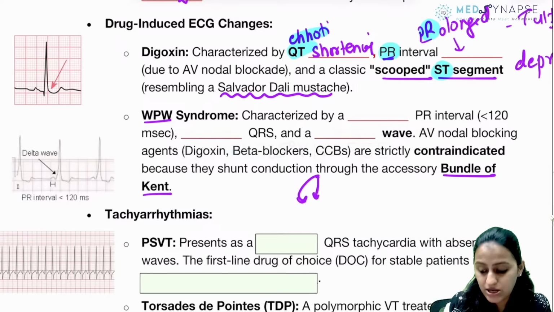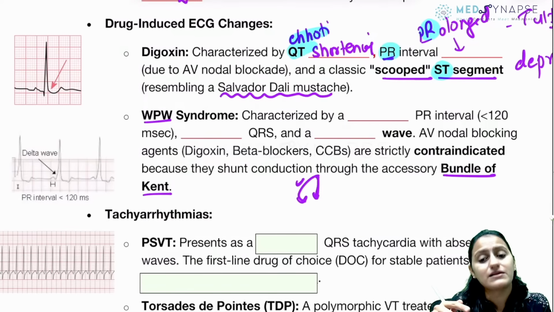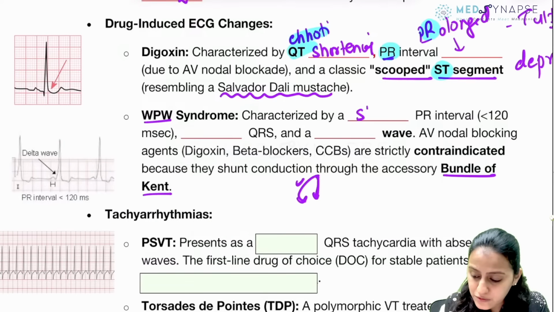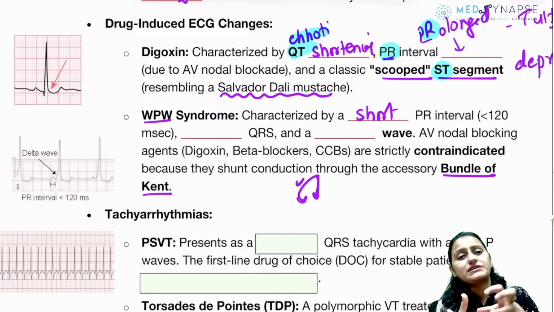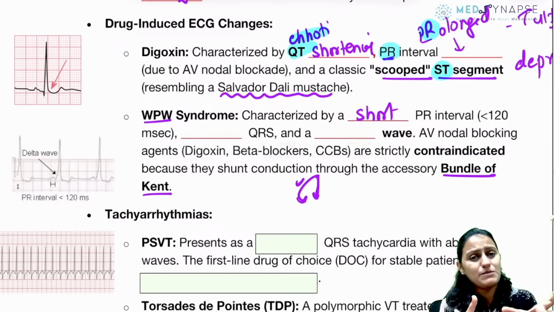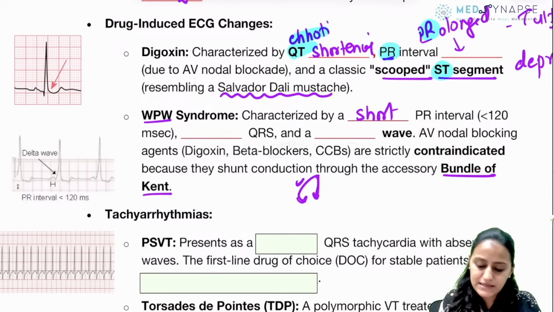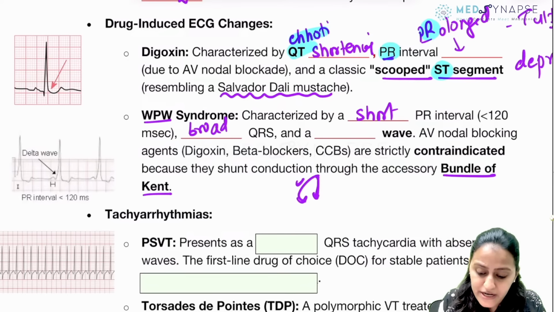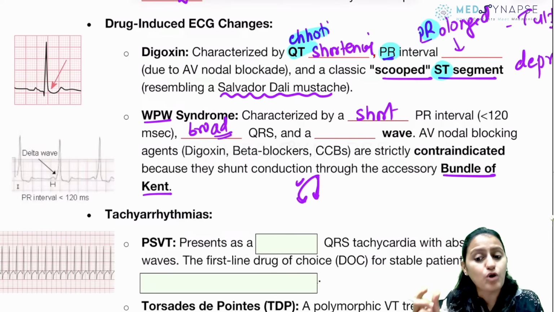It conducts faster, right? So when it is conducting faster as compared to the routine path, how is the PR interval going to be? The PR is going to be short, because there is a faster conducting bundle of Kent. Now, because the ventricle is stimulated by the accessory pathway, not the normal pathway, remember, anything abnormal leads to QRS broadening. So it is short PR but broad QRS.